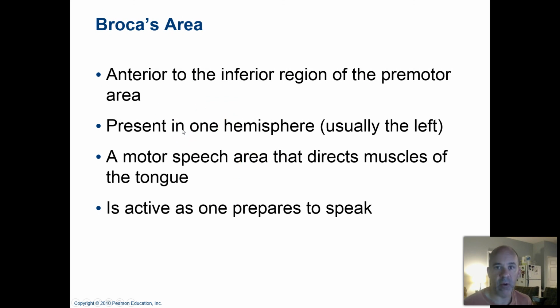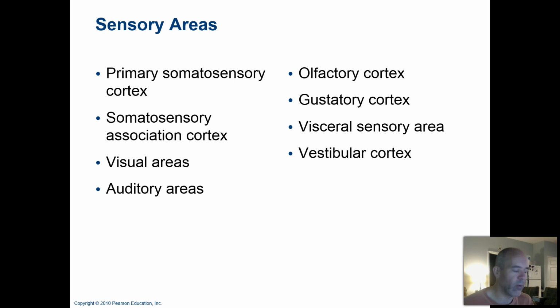Broca's area, the neurons that are located there are involved in speech. So it controls the muscles that are important for speech. So you have a pretty big area of cerebral cortex devoted to speech. So you do want to remember that Broca's area is important for speech.